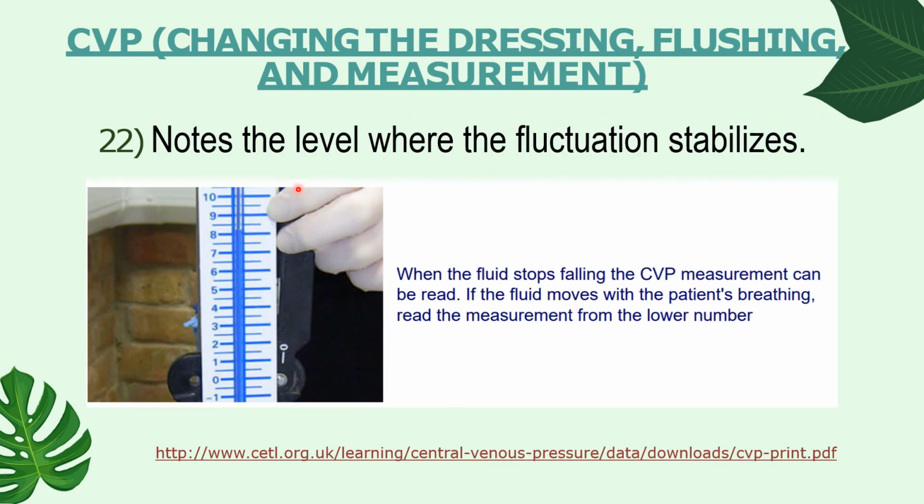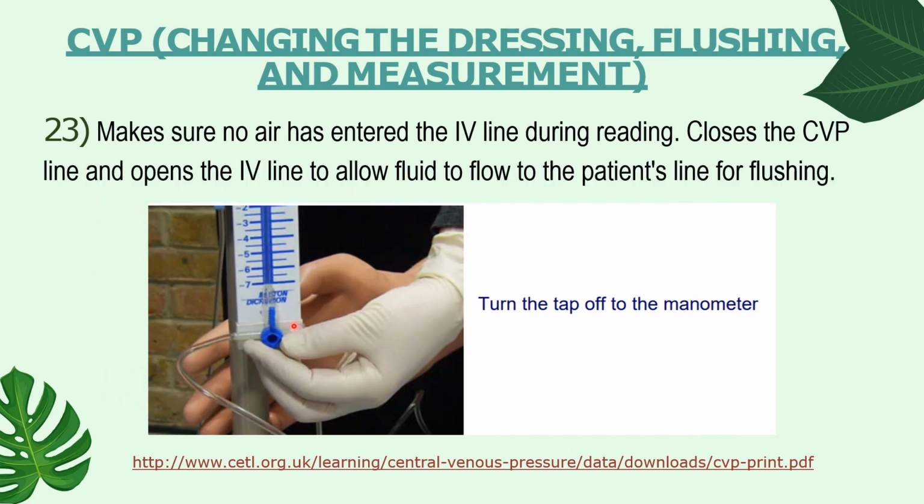Note the level where the fluctuation stabilizes. Make sure no air has entered the IV line during the reading. Close the CVP line and open the IV line to allow flow to the patient's line for flushing.